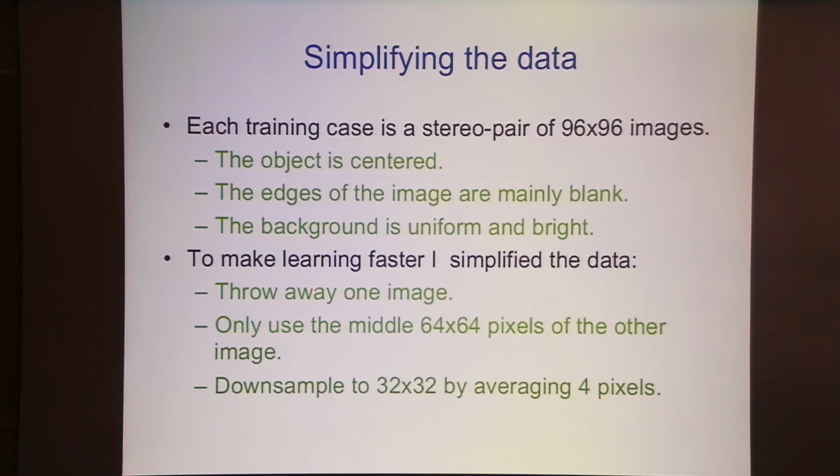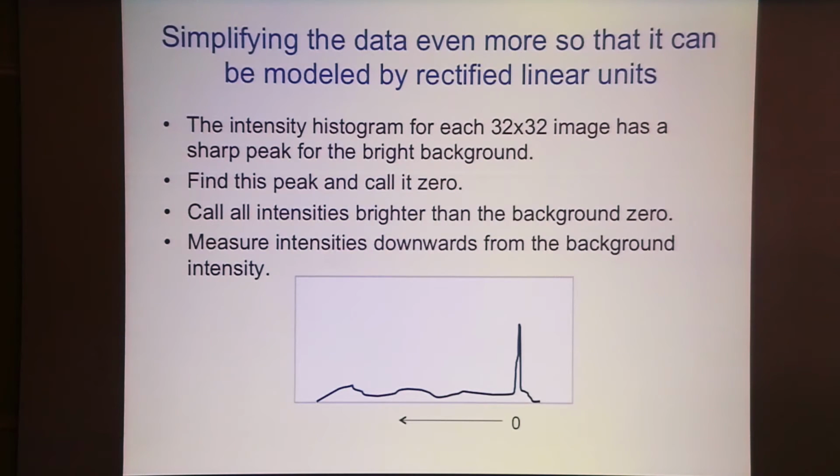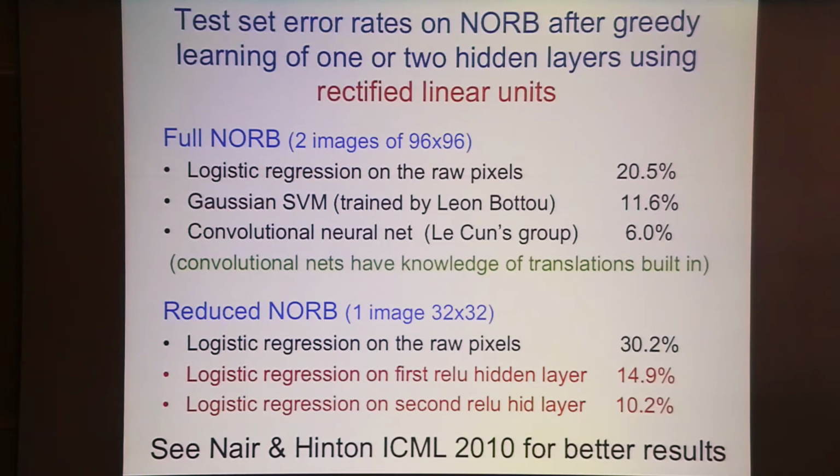And I also downsampled it in the crudest possible way by just averaging 4 pixels. And I also threw away one of the stereo images. So I've simplified the data a lot, and then applied rectified linear units, like that. If you use the full data and do logistic regression on the raw pixels, you get that kind of error rate. Support vector machines, trained by someone who knows what they're doing, gets that error rate. And Jan's convolutional nets get this error rate.